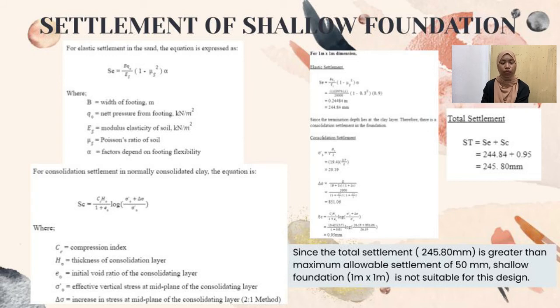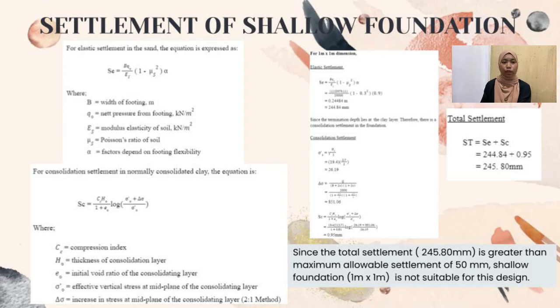So there are two equations for settlement: number one is elastic settlement and number two is consolidation settlement. For elastic settlement in sand, the equation is expressed as shown, where B is the width of footing, Q net is the net pressure from the footing, and Es is the modulus of elasticity of soil. There is also Poisson's ratio of soil, and the factors that depend on footing flexibility.